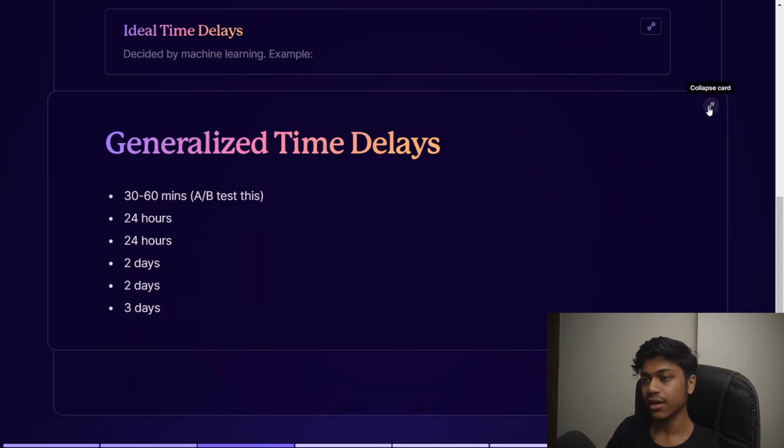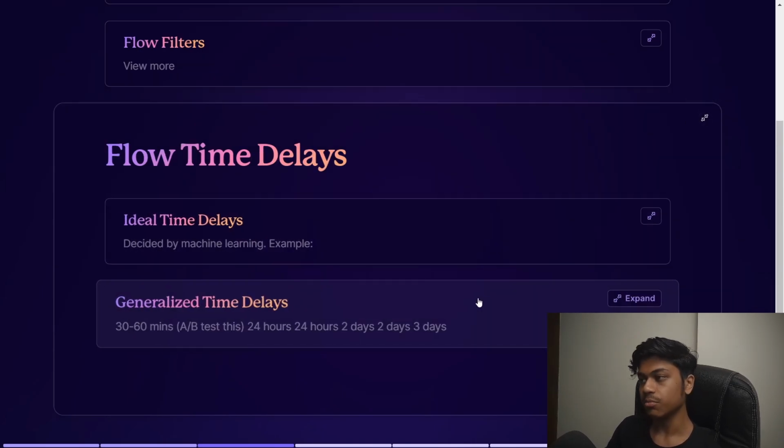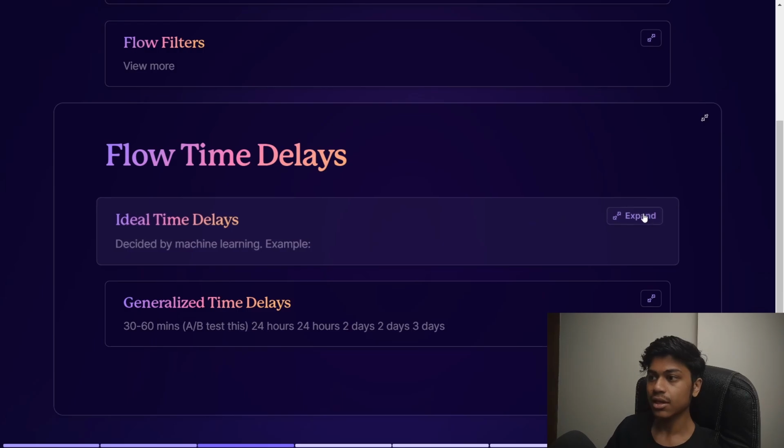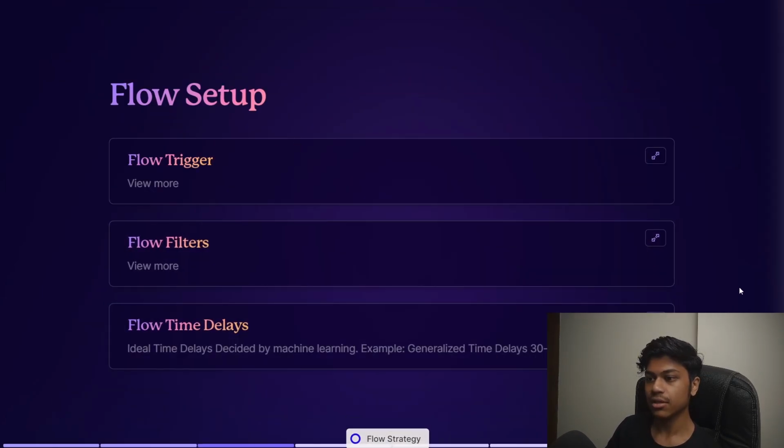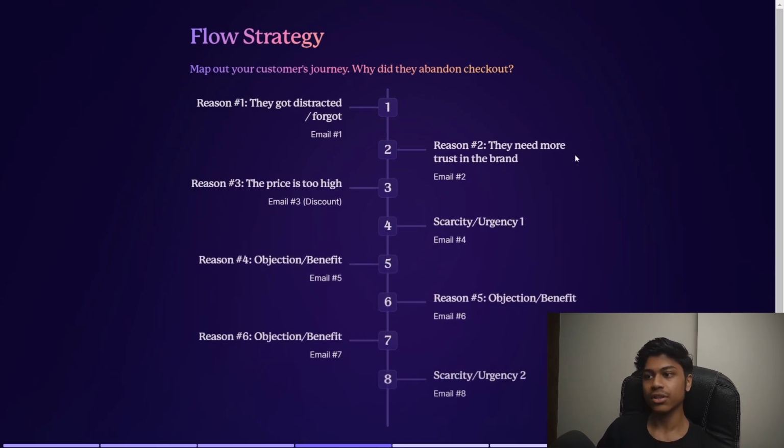Obviously you want to get extremely specific with this when you want to optimize your flow, and that's where we would come in with the machine learning stuff. And then the next one is the flow strategy. So this is the strategy of how you want to structure your flow.